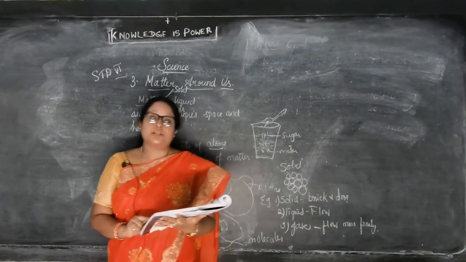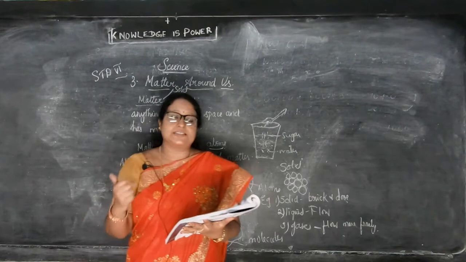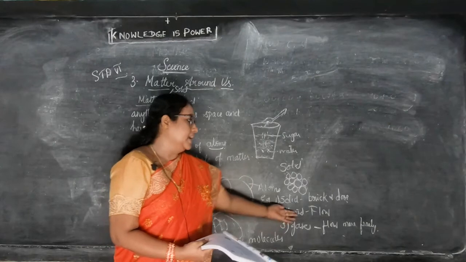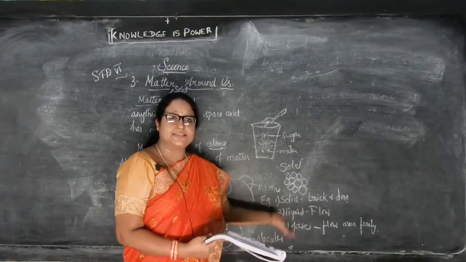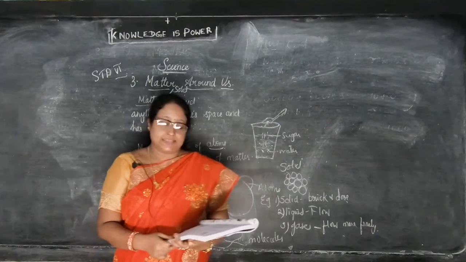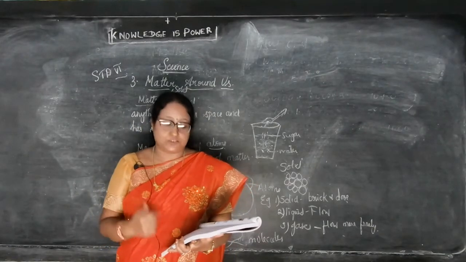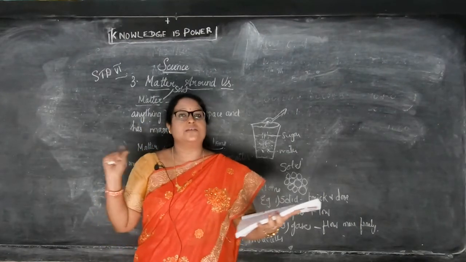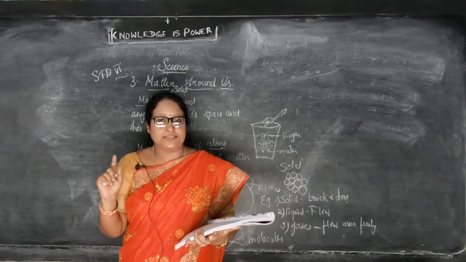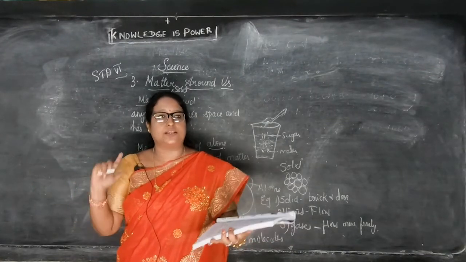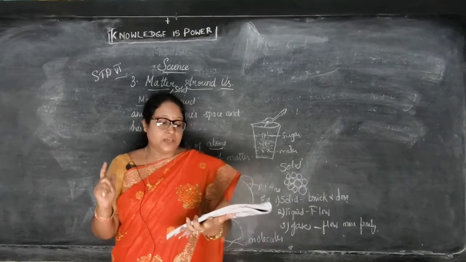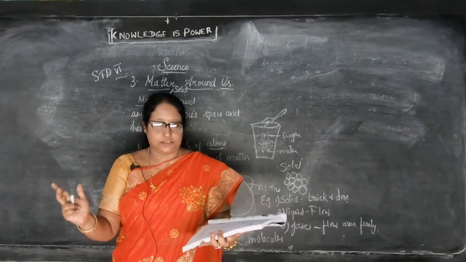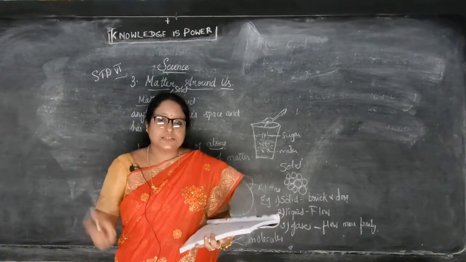So we will conclude that the particles of gases and liquids can move easily and quickly. I said liquids and gases can flow, and gases can flow more freely. So gases and liquids can move easily as well as quickly, and these particles spread out in order to occupy the available space, which is called diffusion.